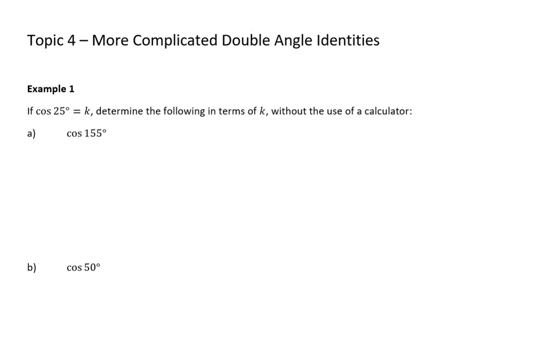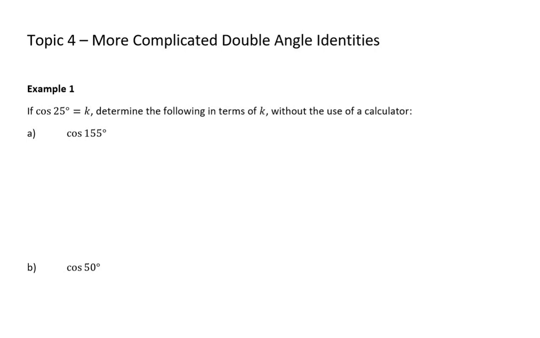Right, grade 12s, on to topic 4, which is very much related to topic 3. We're not actually going to learn anything new. It's just that these are more complicated double angle identity questions, all very much taken from exams and stuff, and so this is exactly the type of question that you could expect.